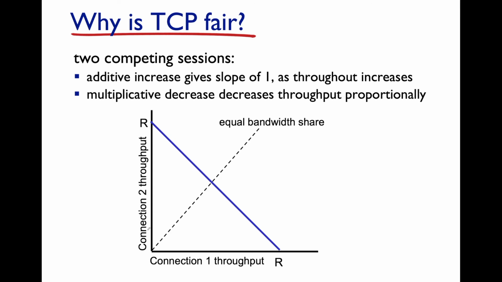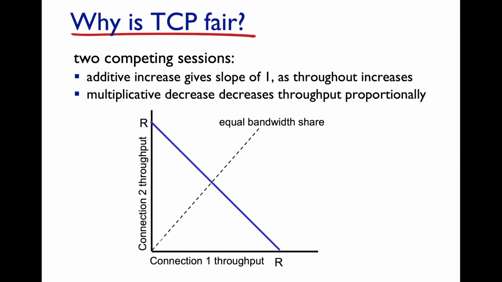So we have two connections over the same link with a total bandwidth of R. And so here, this dotted line, the 45-degree line, represents the equal bandwidth share. And this blue line represents the bounds on what that bandwidth share can be. If connection 1 uses up all R bits per second, that means there's no bandwidth for connection 2. Likewise, if connection 2 uses up all R bits per second of that link, that means there's 0 bandwidth for connection 1.